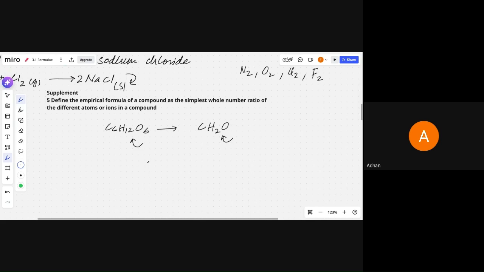Okay, so for practicing, what will be the empirical formula for this molecule with the molecular formula C2H6? Write the empirical formula in the comments below. Convert this into empirical formula. What will be the empirical formula for C2H6?